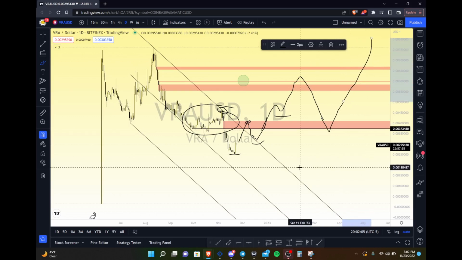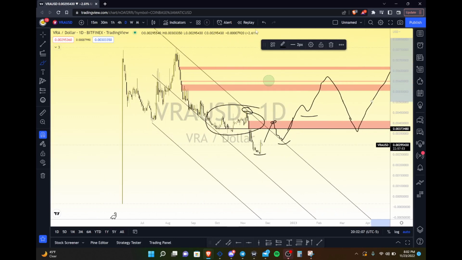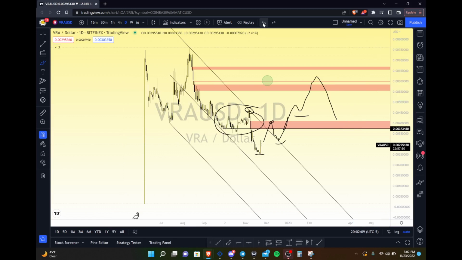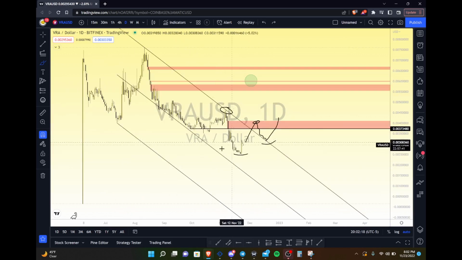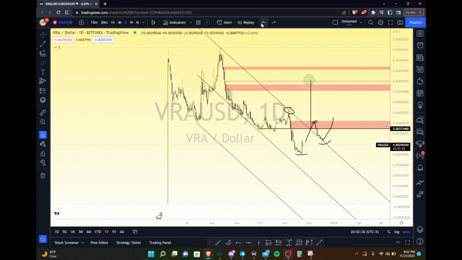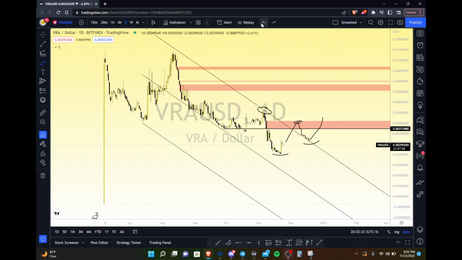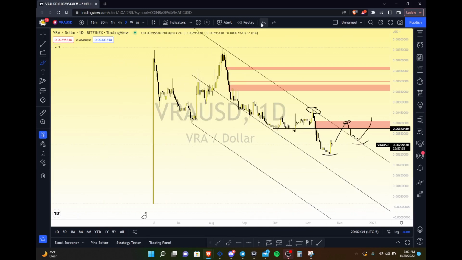So I actually see the potential of VRA making new highs, but again, it's going to take time. It's also going to take a more bullish crypto market overall, and we're also going to have to break this descending channel bullish, and we're going to have to hold the levels like I've mentioned here. So, I'm bullish on it, but there's a lot of work to be done here, okay? So don't think it's just going to happen overnight, and you are still in the descending channel.